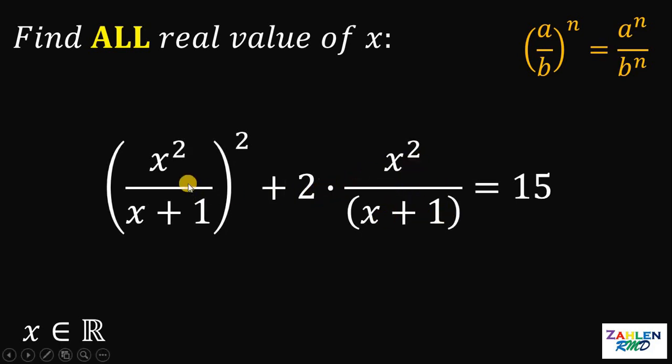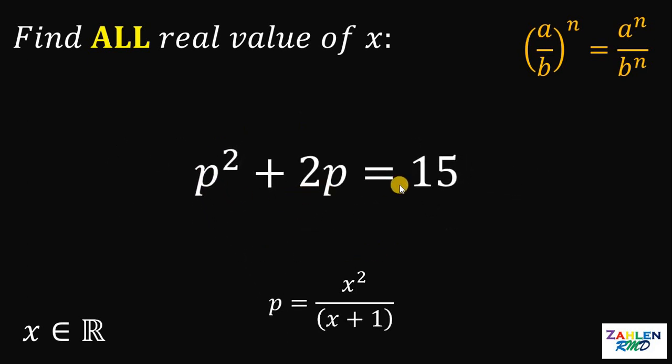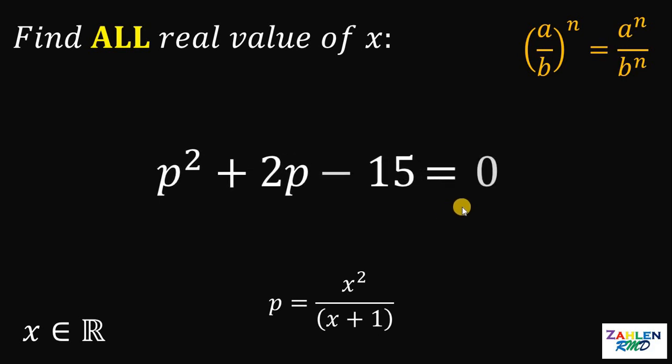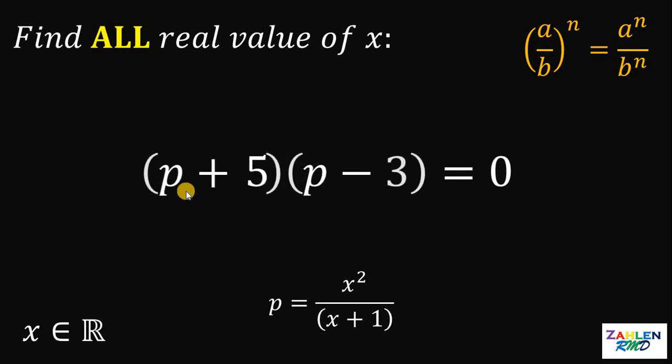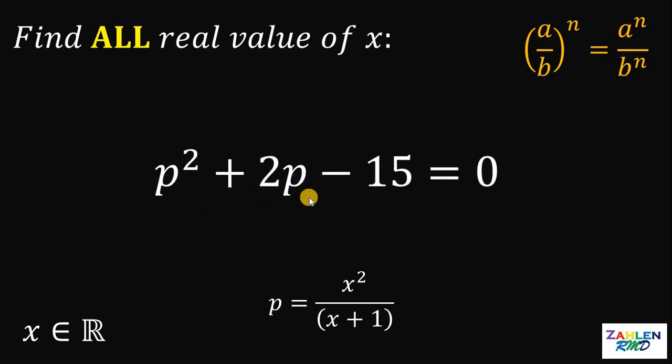Now, we see 2 terms that are equal, so we can replace this expression with a single variable, and let's call this p. Now, our equation a while ago trimmed down to p squared plus 2p equals 15. And now we have a quadratic equation in terms of p. Now, let's equate this to 0, and let's factor this quadratic equation. And if you factor this, we get (p plus 5) multiplied by (p minus 3). And if we multiply these two factors, we get, of course, p squared plus 2p minus 15.